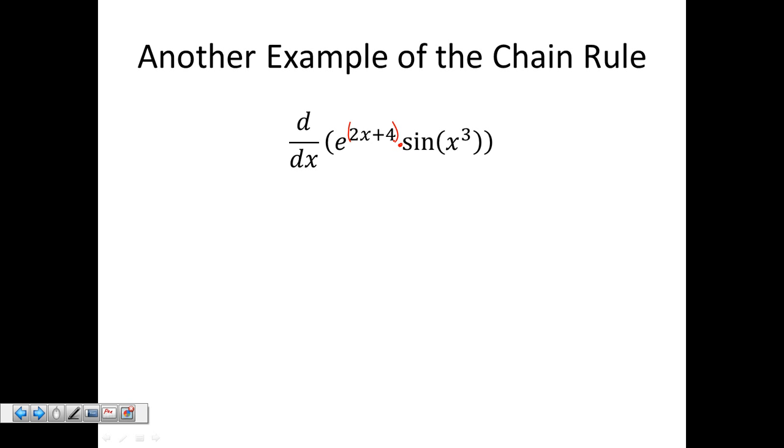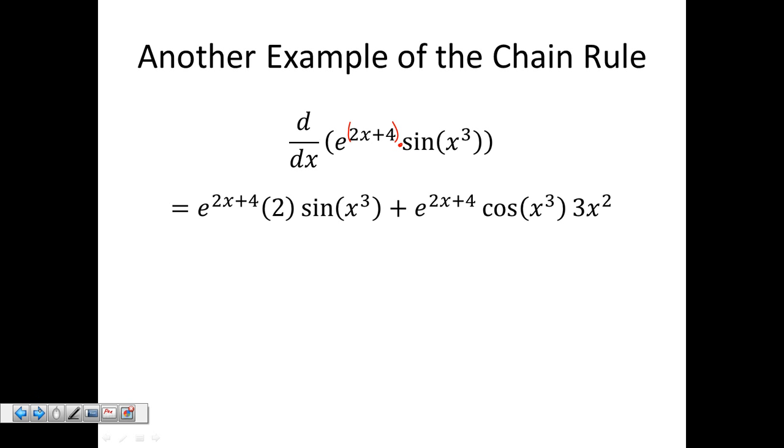So I've got to follow my product rule. I've got to follow my e rule. I've got to follow my sine rule. And I've got to follow my chain rule. So there's a lot going on here. But just follow each rule. First of all, big picture, I've got a product. So I take the derivative of the first factor, that e. So the derivative of e to some power is the exact same thing.